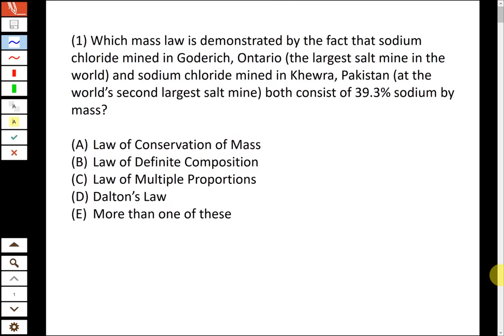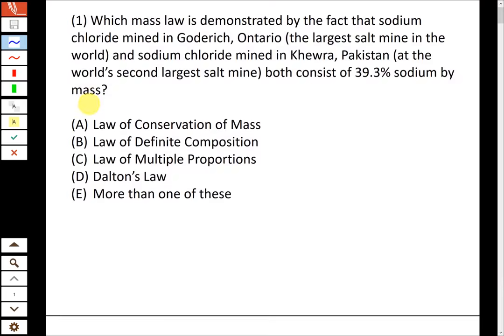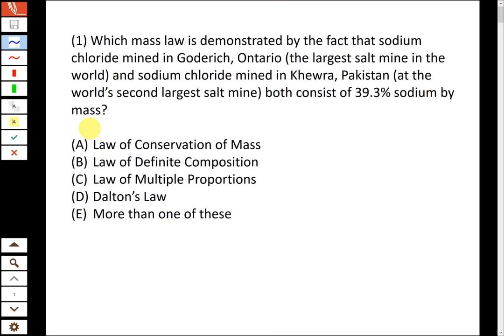All right, so with that, we'll just get right into question number one here. The first problem in the exam is going to deal with some of those early chemical principles like mass laws, and that's what this problem is about here.